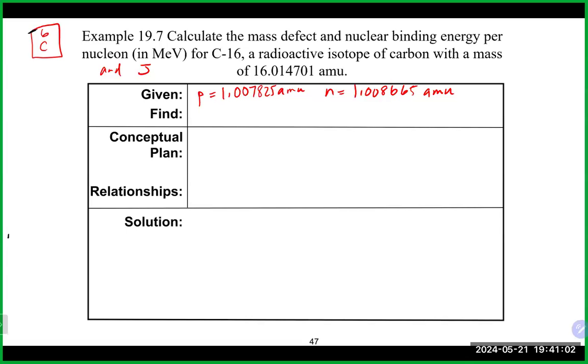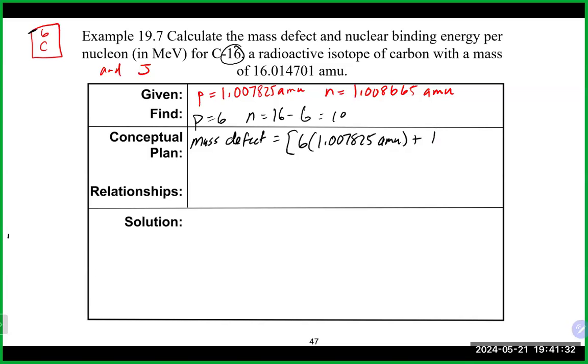Okay, let's take a look. Once again, we really want to figure out our protons and neutrons, how many we've got going on. Obviously our protons here are going to be 6, our atomic number. Neutrons in this case, remember this is our mass number, so it's going to be 16 minus 6, which would be 10. So here our mass defect will be our 6 protons at 1.007825 AMU plus our 10 neutrons at 1.008665 AMU. Once again, we're going to subtract that from the atomic mass of the isotope here, which is 16.014701 AMU. A lot of numbers: 6 times 1.007825 plus 10 times 1.008665.